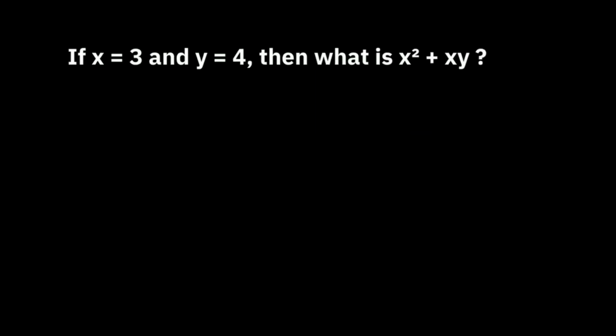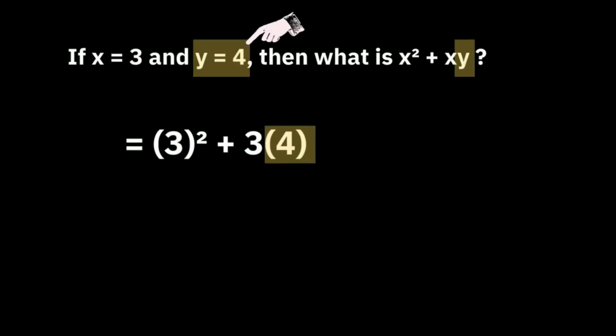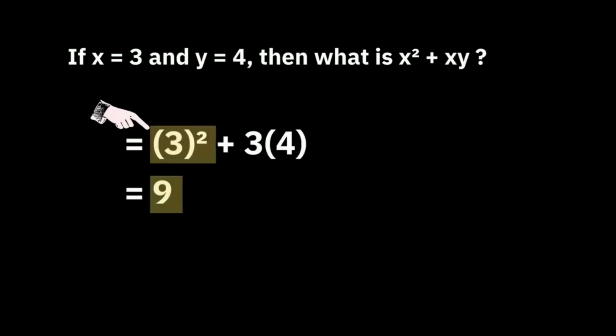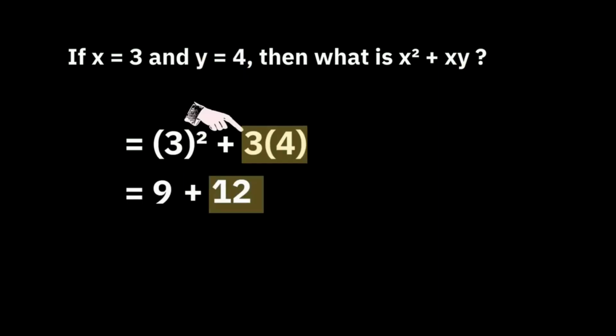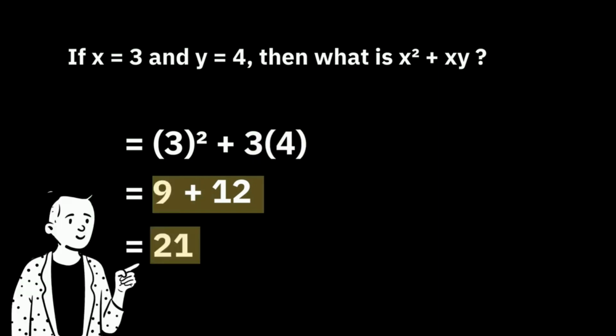For the third one, what if we have X equals 3 and Y equals 4? Then, what is X squared plus XY? We put 3 where X is and 4 where Y is. In this case, we have X squared, so we change it to 3 squared, plus XY, so X will become 3 and Y will become 4. So we have 3 squared, that is 9. Then 3 times 4, that is 12. So we add them, 9 plus 12, that will become 21.